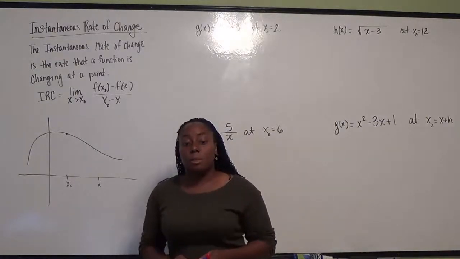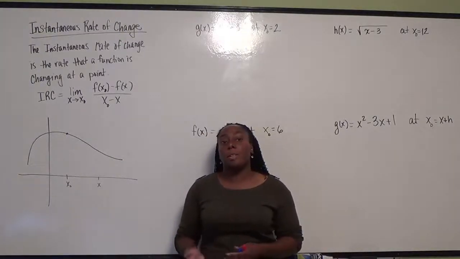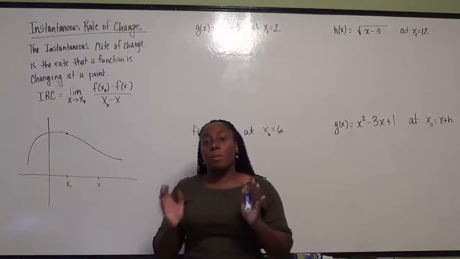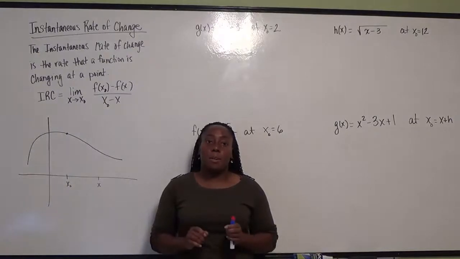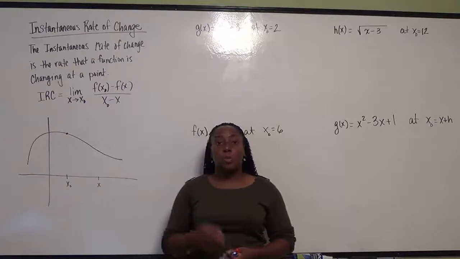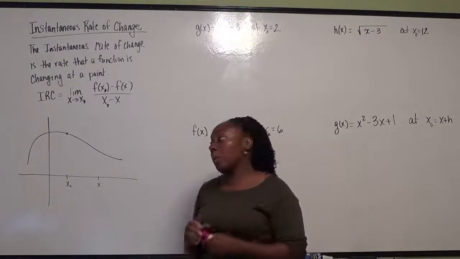Last section we talked about average rate of change. Now we're going to look at what we're going to consider instantaneous rate of change. If you remember, average rate of change was the ratio between two function values over two x values. And we calculated that out. It gave us a number that showed us the slope of a secant line between two points.